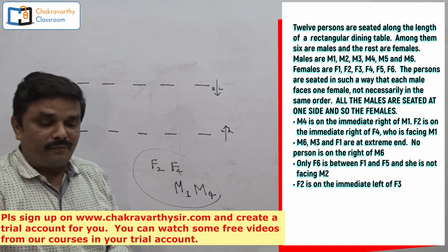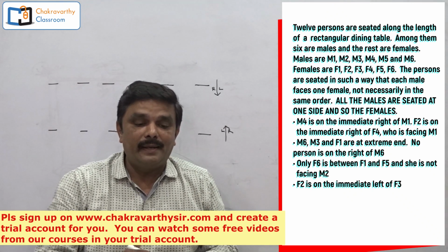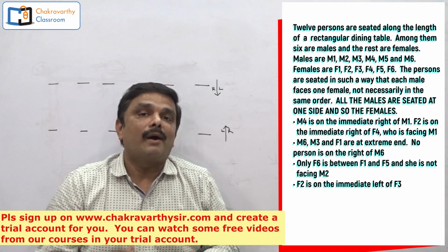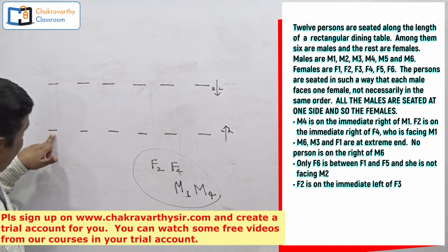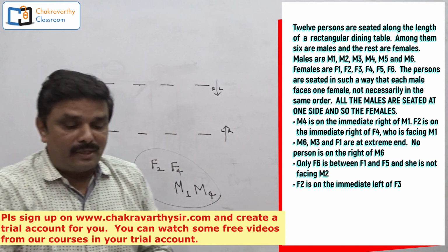Okay, now go for the next information here. M6, M3 and F1 are at extreme ends. I don't know where each one is. Maybe M6, M3 or F1 here or here. They are at the extreme ends.